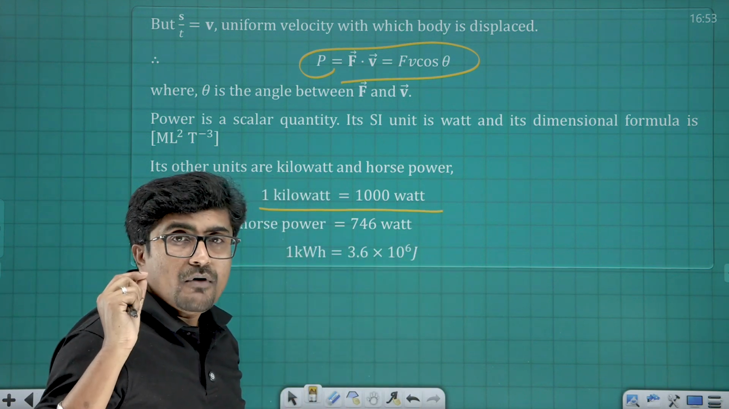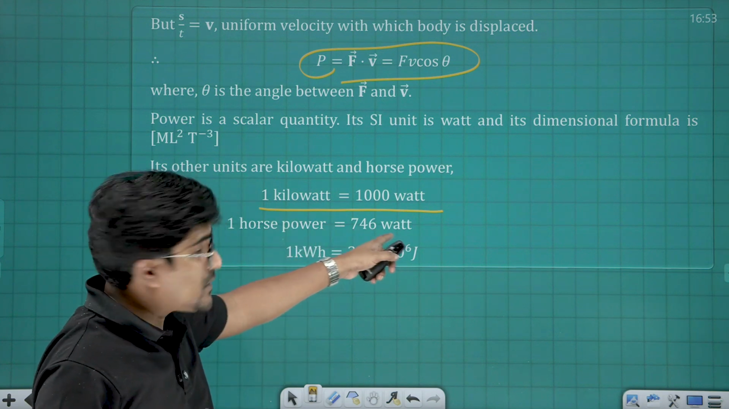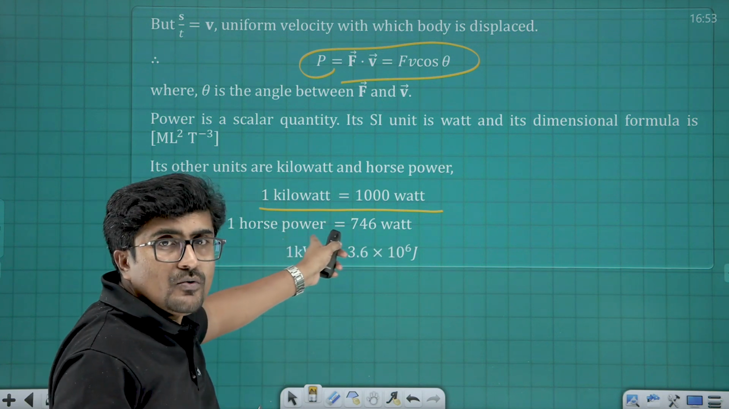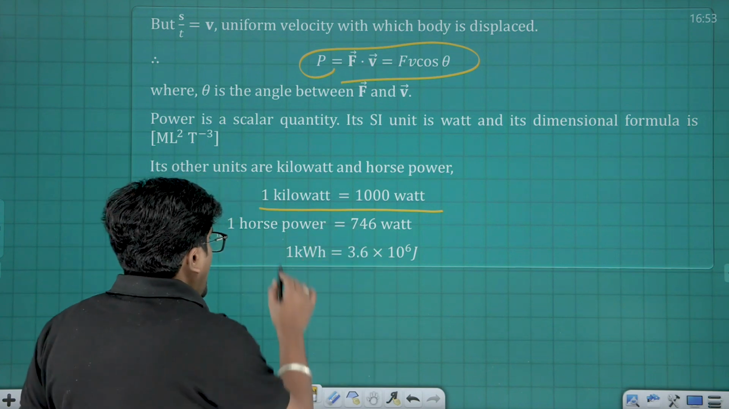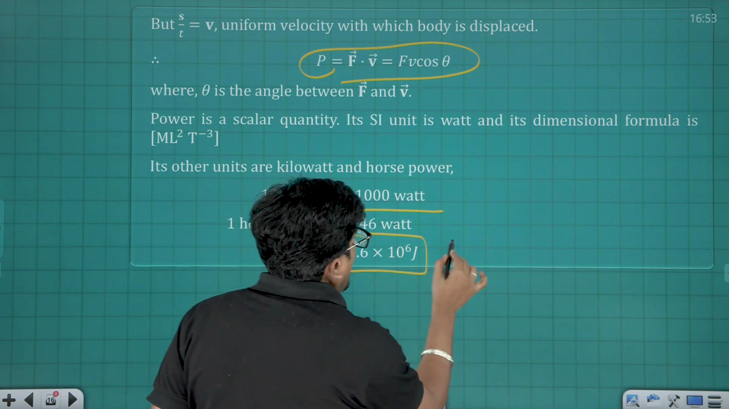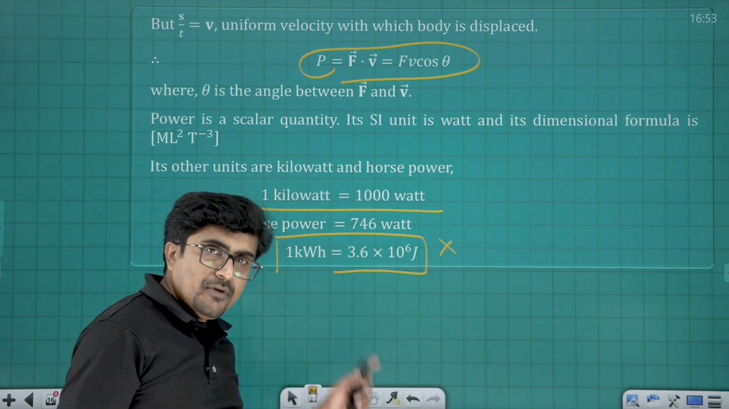What is the unit of power? Definitely you know that it is what? 1 kilowatt is 1000 watt, and here some another unit, horsepower. 1 horsepower is going to be 746 watt, and 1 kilowatt hour, this is not a unit of power. I repeat, this is not a unit of power, this is a unit of energy only.